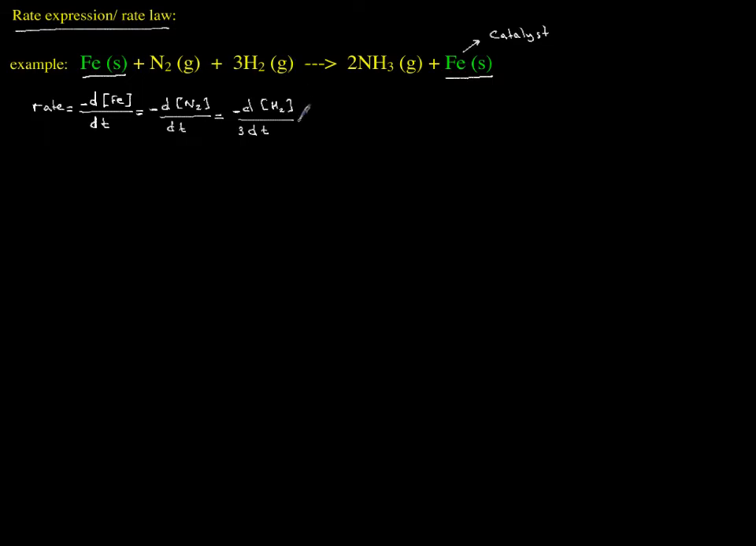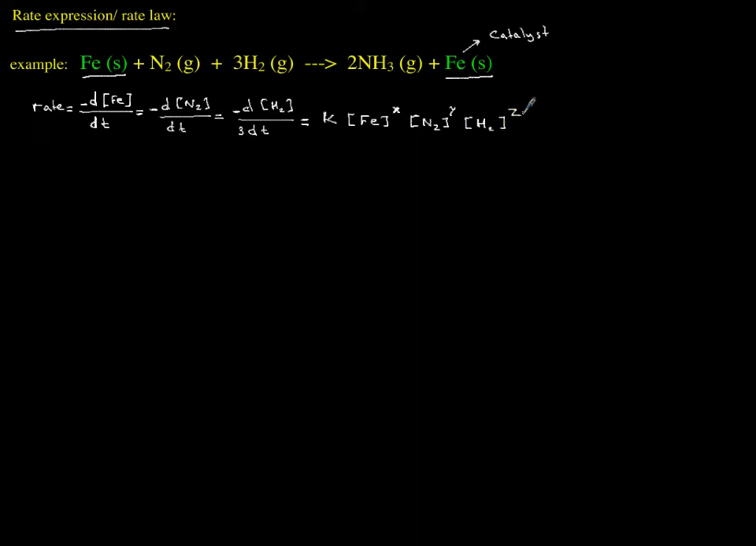times as fast. Now this time the rate expression has a constant K in front of concentration of the reactants, Fe, to a power known as order of reaction X, multiplied by concentration of nitrogen raised to a power of Y, multiplied by concentration of hydrogen raised to a power Z.